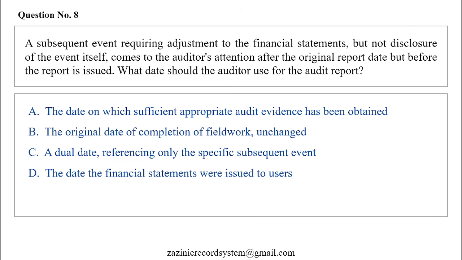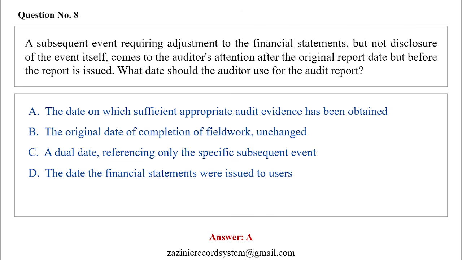Letter A. The date on which sufficient appropriate audit evidence has been obtained. Letter B. The original date of completion of fieldwork, unchanged. Letter C. A dual date, referencing only the specific subsequent event. Letter D. The date the financial statements were issued to users. Correct answer is letter A.